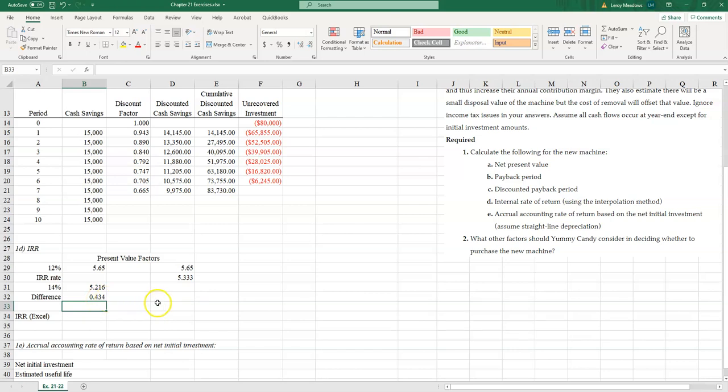Now I want to take the difference between my internal rate of return, which is my annuity factor for my actual percent, which is 5.33, and the lower one, which is 5.65, or the lower percent, which in this case was 12%. So I know it's going to be above 12%. I'm not sure how far. So I'm going to take the difference between my 5.65 and my 5.333. And that gives me 0.317.